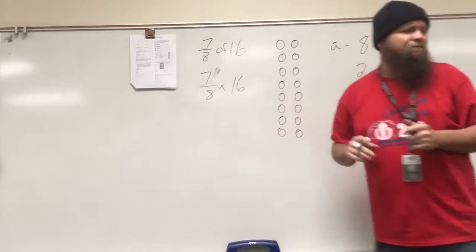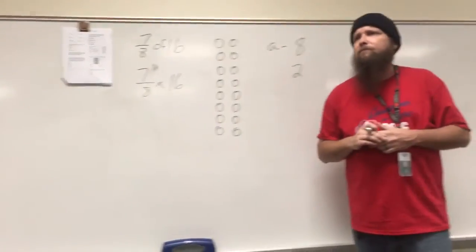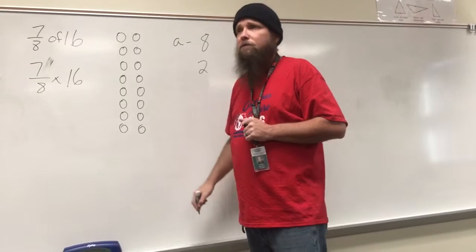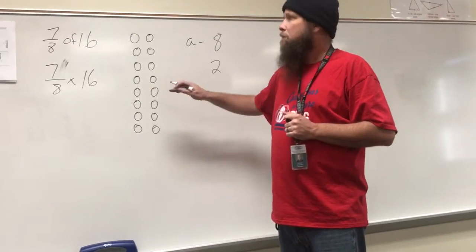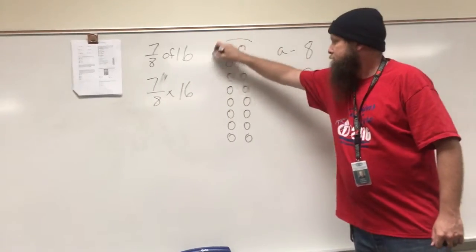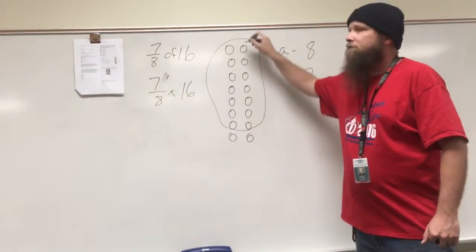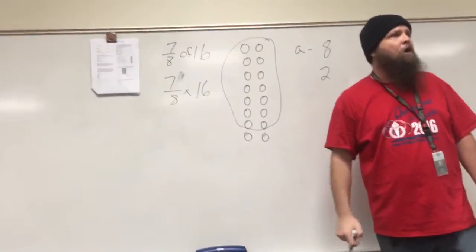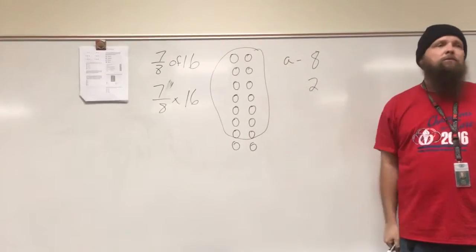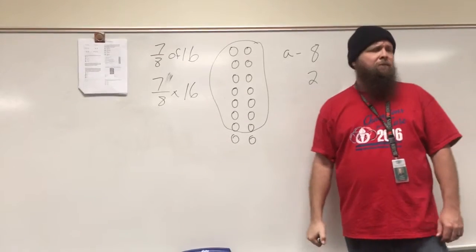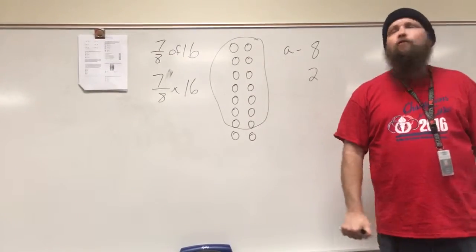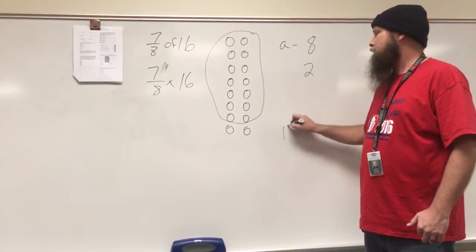Then it says what? Circle how many of the rows? Okay, how many of the rows do we have to circle? 7. So we circle 7 of these rows of 2. And then what's the next part say? How many counters are circled? 14. So my answer would be 14.